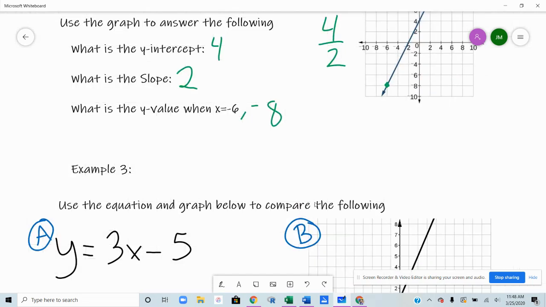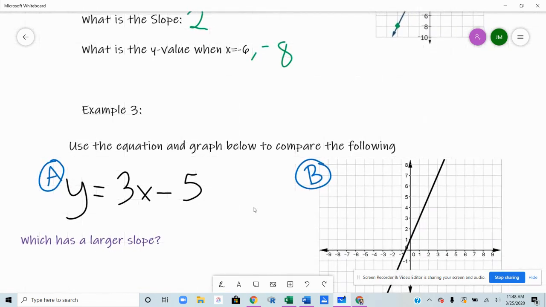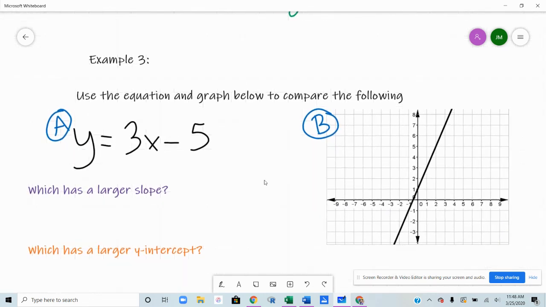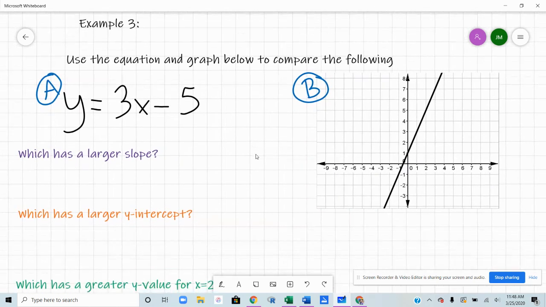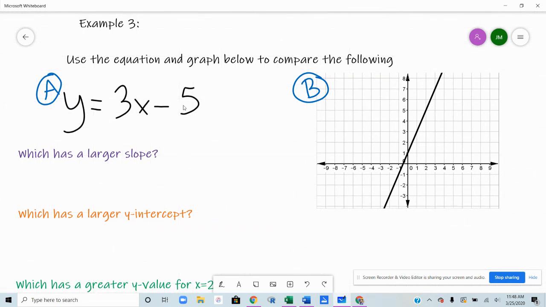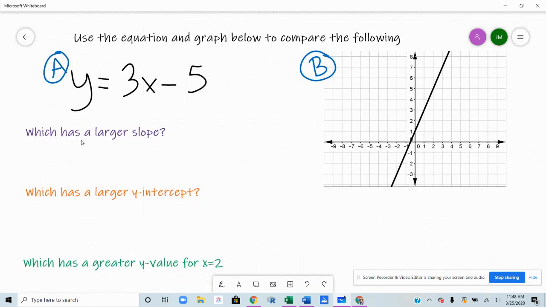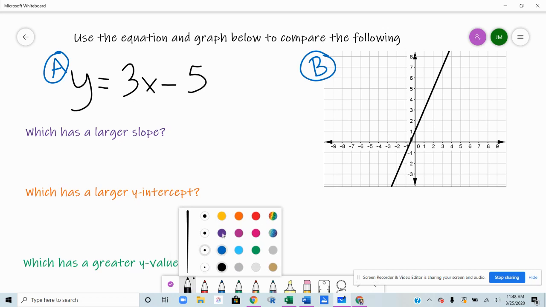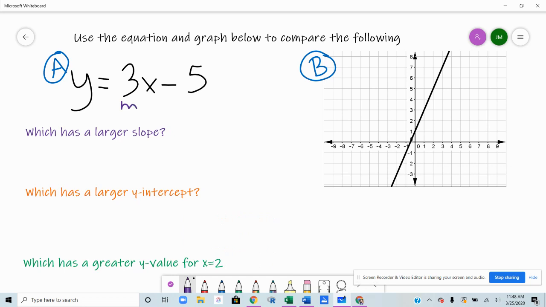All right, now we're going to see a little bit more of what your IXL looks like. It's going to use those pieces of information to compare them. So in this example, you're going to use the equation 3x minus 5 and this graph to compare the following. So we're going to see which one has the larger slope. So we can look at both of them and figure out what is the slope. So remember, your slope in an equation is m. So in this one, your first one, it's 3.